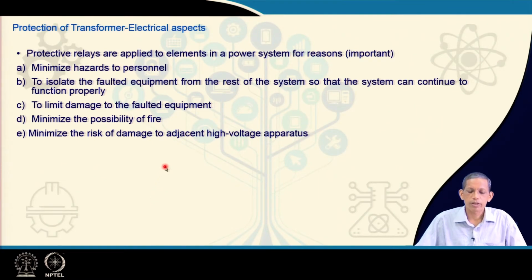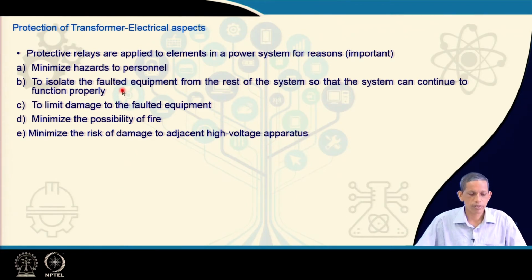Protection relays are applied in transformers in power system regions for due reasons. When going for the design, it must minimize the hazards to personnel, the first and foremost thing. So, it has a time related issue also. It must isolate the faulted equipment from the rest of the system, so that the rest of the system can continue to function properly.